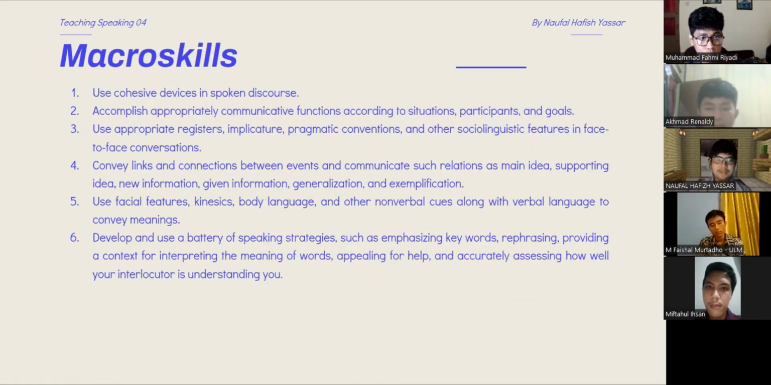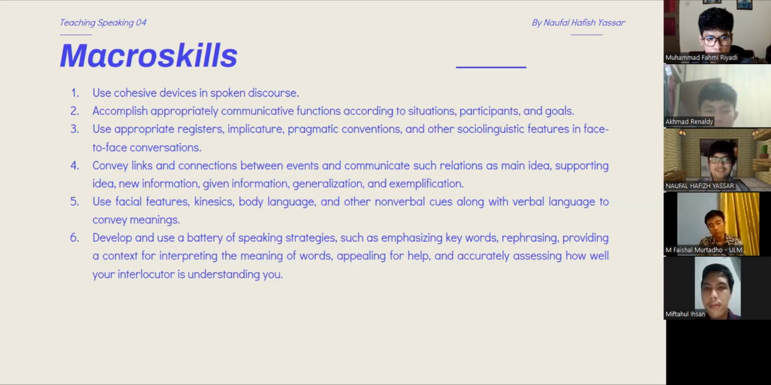The macro skills: one, use cohesive devices in spoken discourse. Two, accomplish appropriately communicative functions according to situations, participants, and goals. Three, use appropriate registers, implicature, pragmatic conventions, and other sociolinguistic features in face-to-face conversation. Four, convey links and connections between events and communicate such relations as main ideas, supporting ideas, new information, given information, generalization, and exemplification.